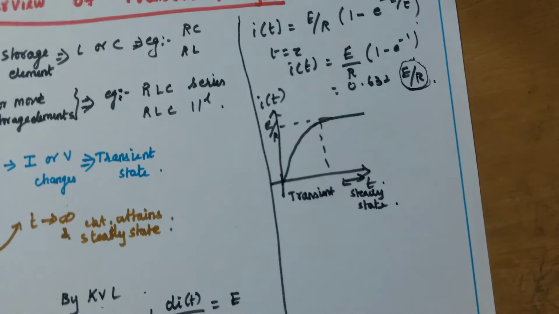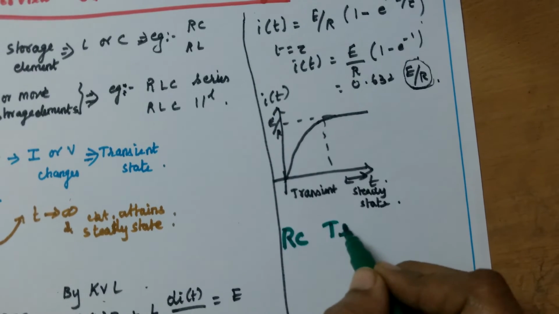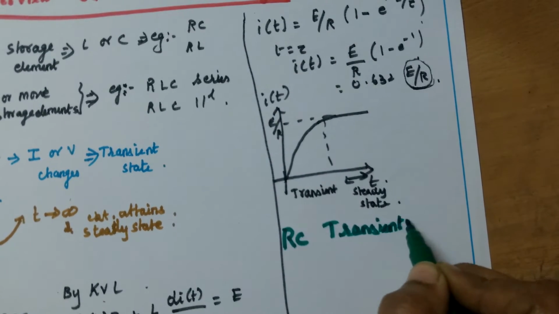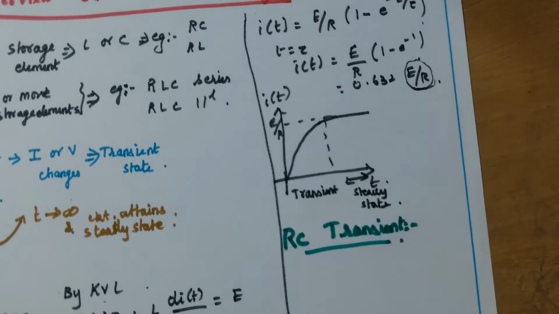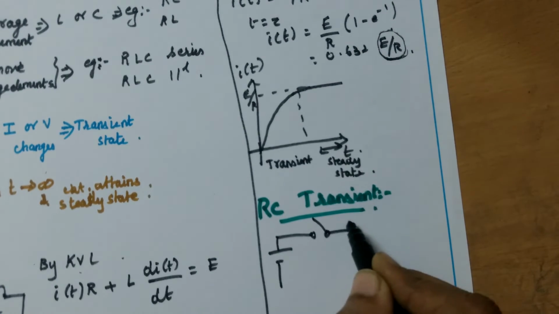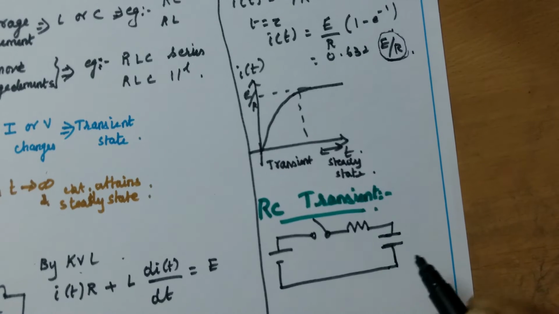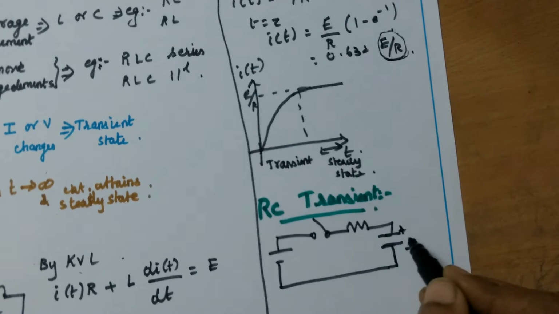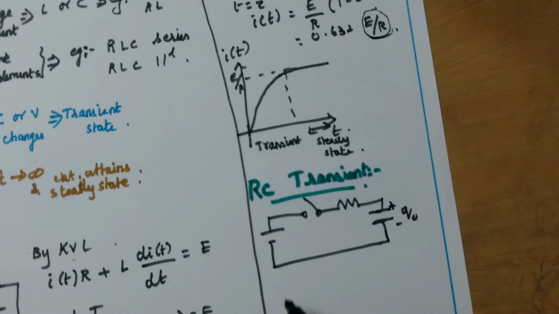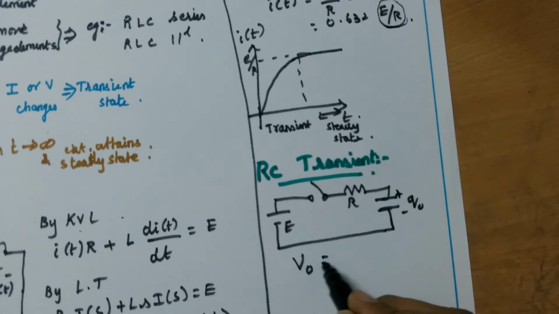And the next one is for RC transient. So let me take the voltage, switching condition, resistance and capacitance. If an initial charge is stored before the switching condition, we can define that as Q naught. We can define R here and E here. So if the charge is Q naught, the initial voltage V naught we can define as Q naught by C.